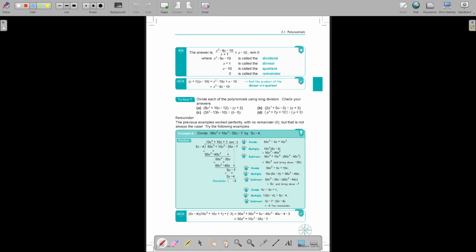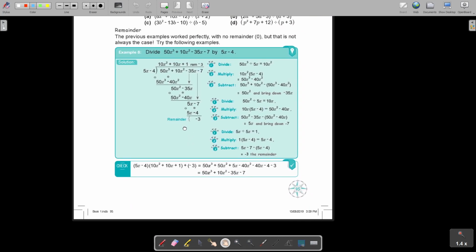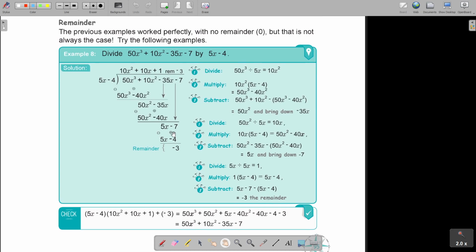And I just want to show you the basics, as there's more coming with the remainder, in example 8. I'll go very briefly. It's on page 95 in the mathematics textbook, part 1. Basically, I just draw the line and start writing. Then I take this term, divide by this term, and the answer I get, I write on top.